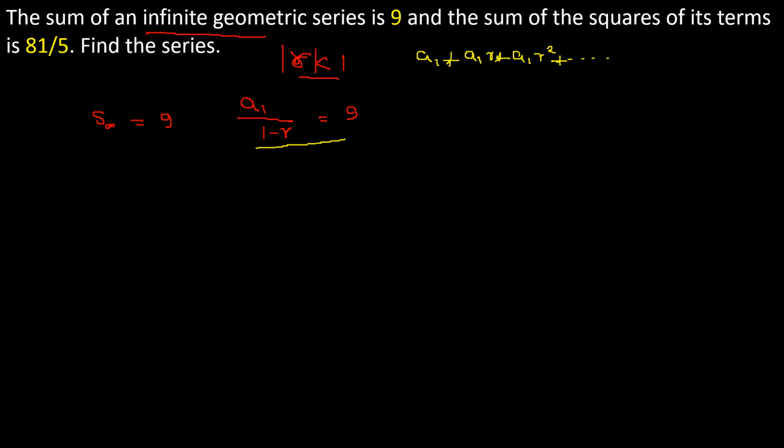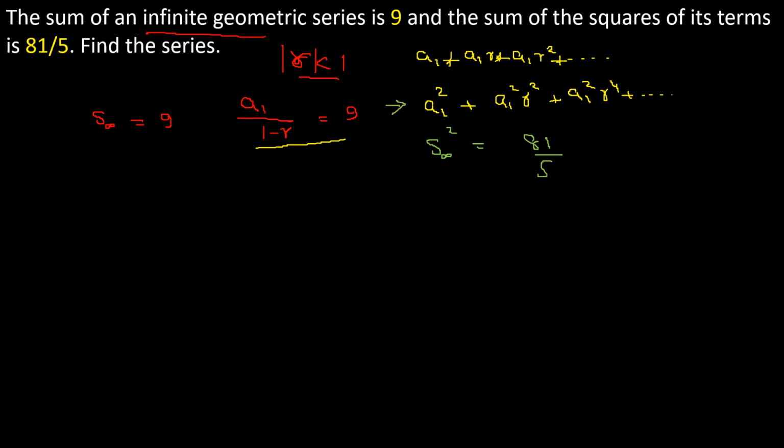So first of all we take the squares, so we get the series a1 square plus a1 square r square plus a1 square r^4 plus so on. And if I call this sum S infinity square, then it will be equal to what? S infinity square will be equal to 81 over 5. So here I have put it just to make sure that we are taking this series.